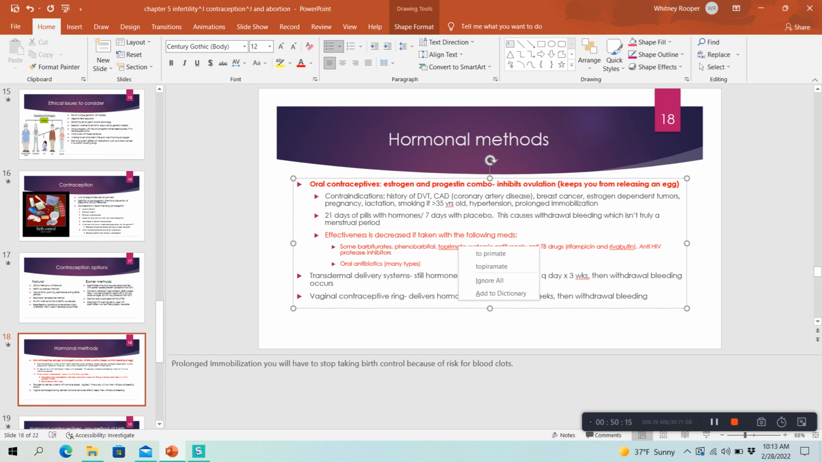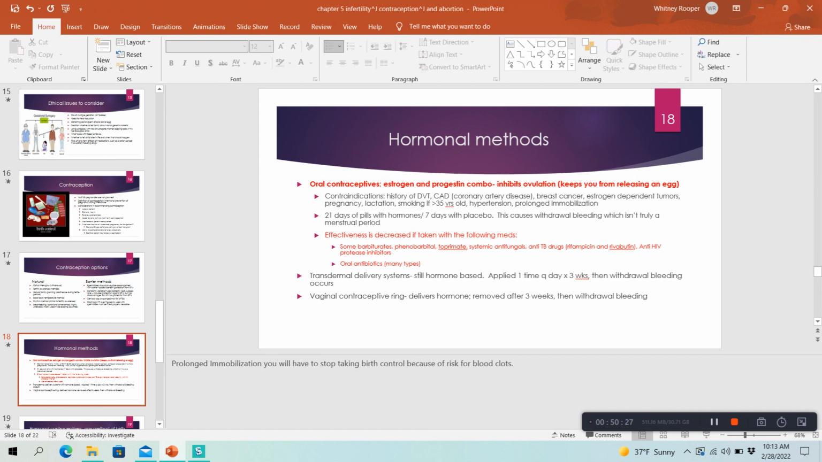HIV protease inhibitors all will lower the effect of oral contraceptives, and so will most antibiotics. I'm not even going to give you the list because there are so many. Any patient on antibiotics should be told, do not rely on your birth control this month. You're on antibiotics, use another form of birth control while you're on antibiotics. That should always be told to patients, and any of these other drugs as well.